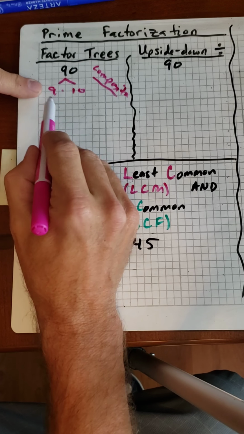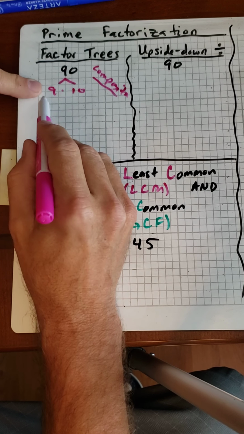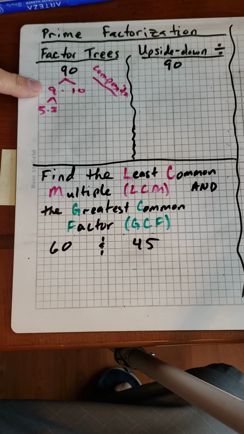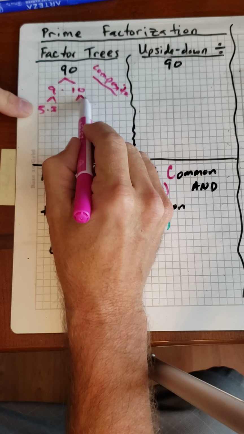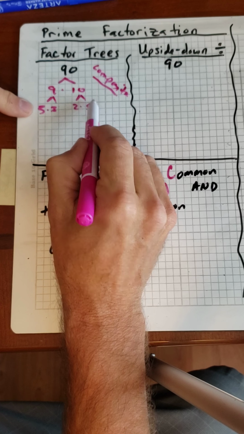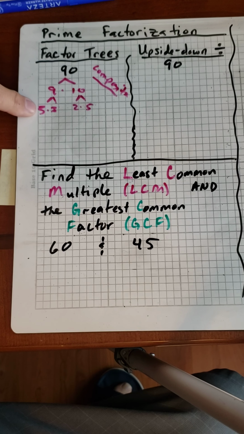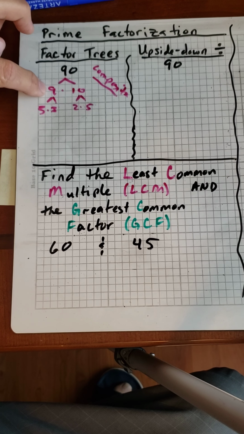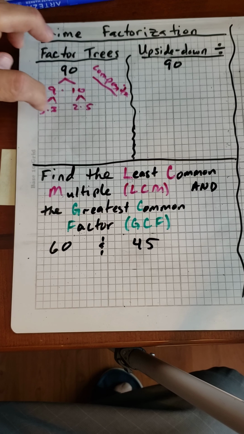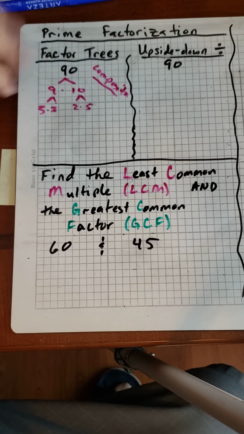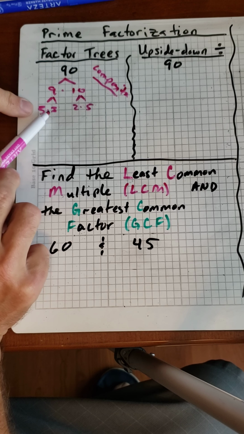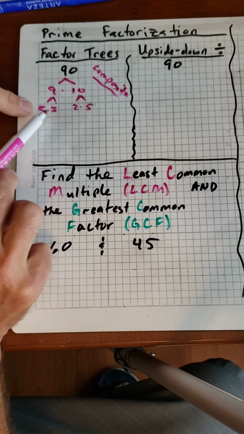Okay, so what numbers multiply to give me 9? Well, I know that 3 times 3 does. All right, perfect. What numbers multiply to give me 10? 2 times 5. Now what I'm not going to do here is 1 times 9 and 1 times 10, because that doesn't break this down any further. I'm trying to break these down into prime numbers, and once I get them into prime numbers, then I get to stop.